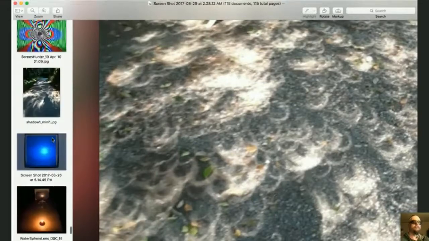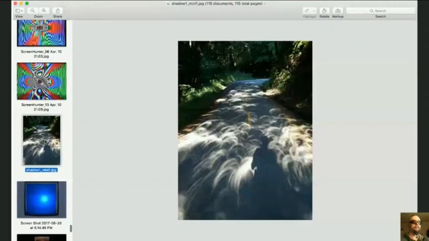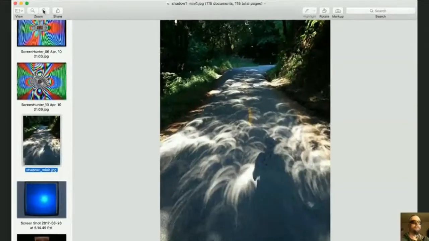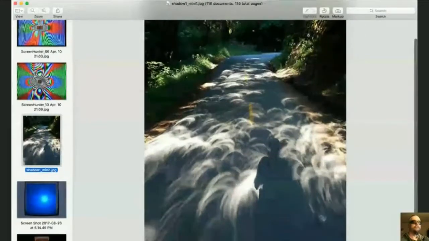Yeah, NASA's calling this a camera obscura effect, right? Yeah, that's what they're saying. Yeah, but that's totally nonsense. I agree.